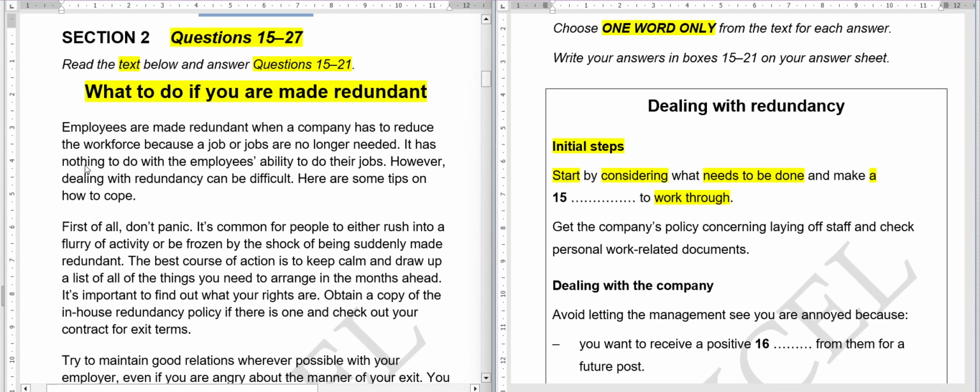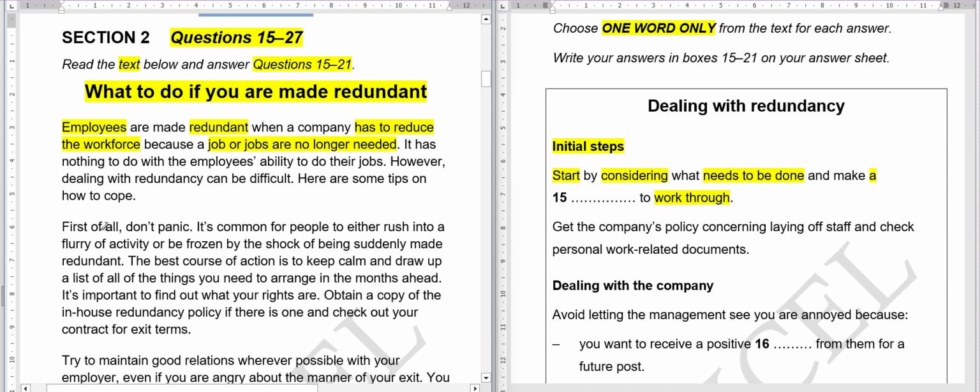Employees are made redundant when a company has to reduce the workforce because a job or jobs are no longer needed. So they're telling us that when employees are made redundant, basically when they are fired or let go from their job, it's because the company has to reduce the workforce. There can be a multitude of reasons, like they are suffering from financial losses, they are downsizing, they are closing some of the departments, something like that. Why? Because job or jobs are no longer needed. It has nothing to do with the employee's ability to do their jobs.